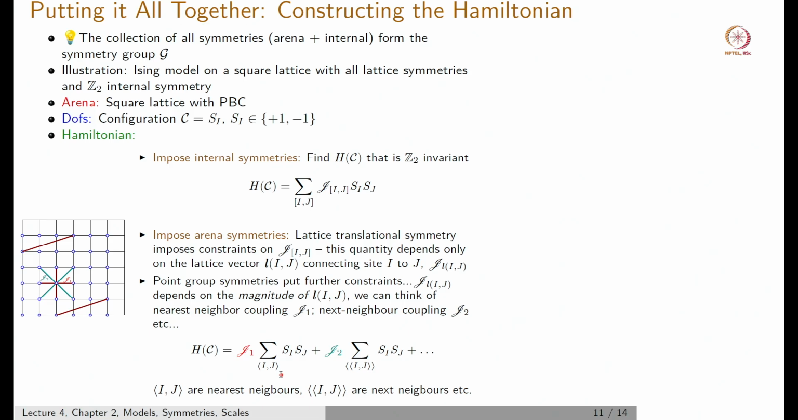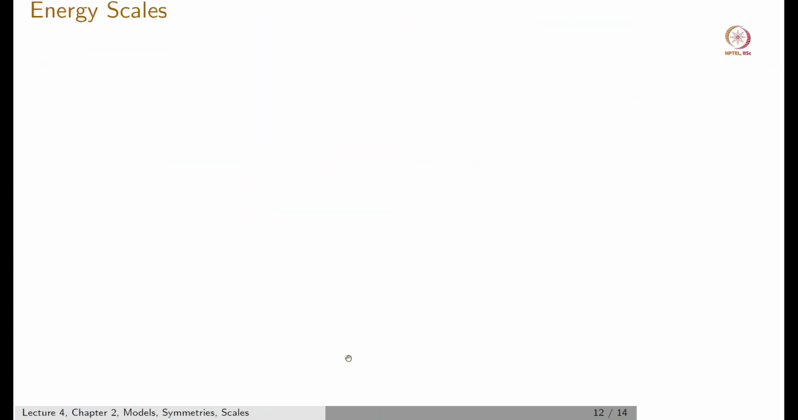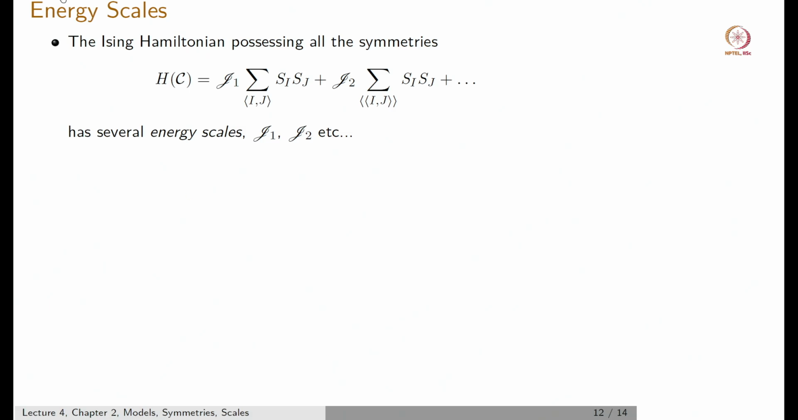So now we see that the Hamiltonian has picked up certain energy scales. What are the energy scales in this problem? The intrinsic energy scales are J1 and J2 and so on. These are the intrinsic energy scales. So this is what I pointed out.